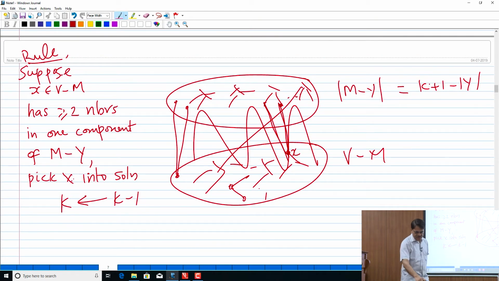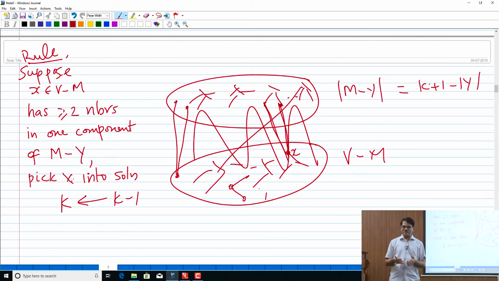We are trying to cover cycles across by picking only vertices from below, because I made my guess here. So, that means these vertices are not allowed to pick into the solution. So, in one branch when I pick z, k drops. In the other branch when I say I do not pick z, I am going to put z in M minus Y. Okay, now you will ask, so what?